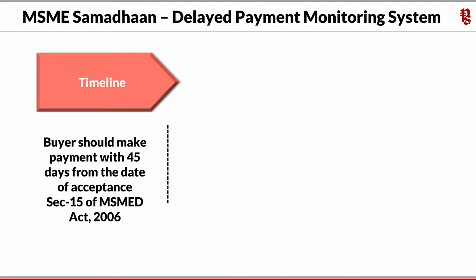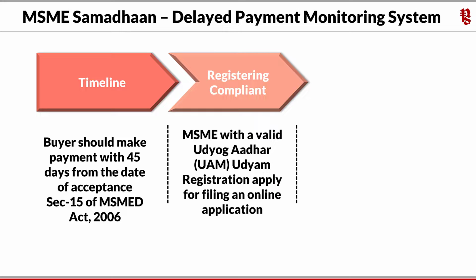As per the MSMED Act of 2006, covered under Section 15, the buyer should make the payment within 45 days from the date of acceptance if there is an agreement of credit term. In case there is no agreement of credit term, the buyer needs to clear the dues within 15 days. The Department of MSME provides a redressal to help MSMEs raise a complaint against defaulting parties by filing an online application.